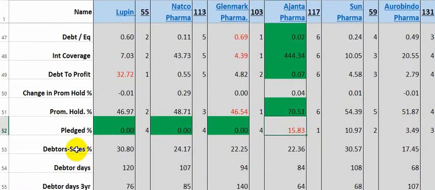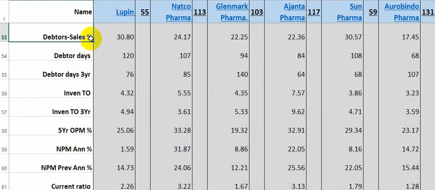Next, we'll look at the debtors to sales percentage and then we'll also look at the debtor days and how much were the debtor days 3 years ago. These three ratios again we'll look at together. The debtors to sales percentage signifies what portion of the sales of the current year were still pending to be collected as accounts receivables. This value we'll get from the balance sheet in the accounts receivable portion.